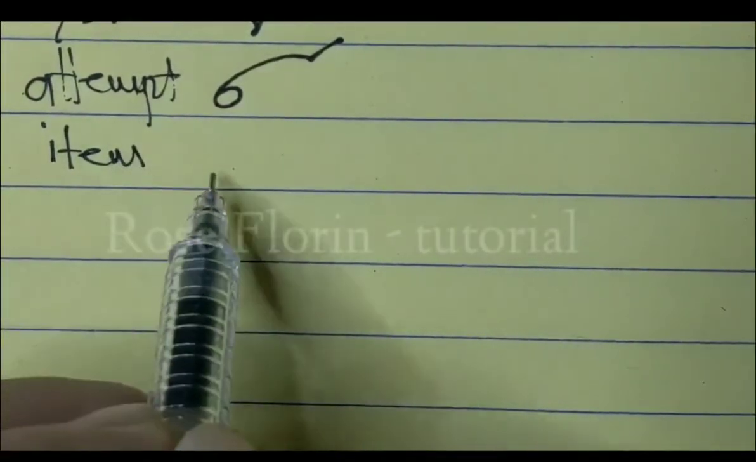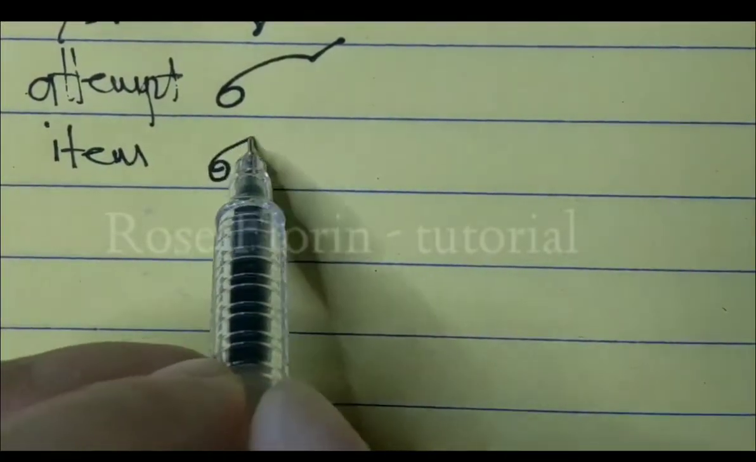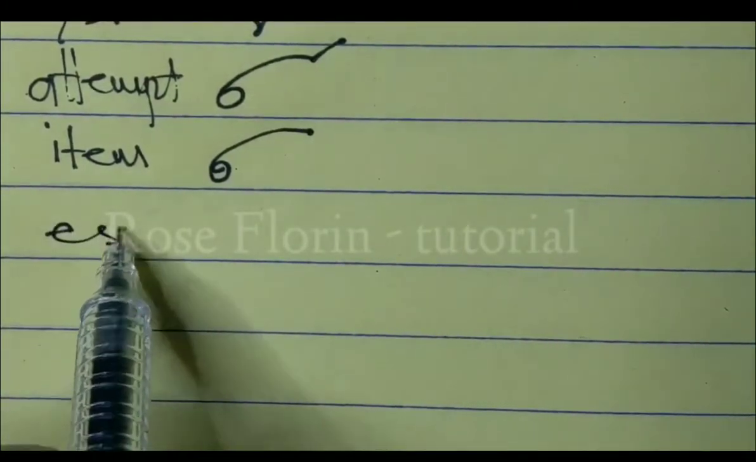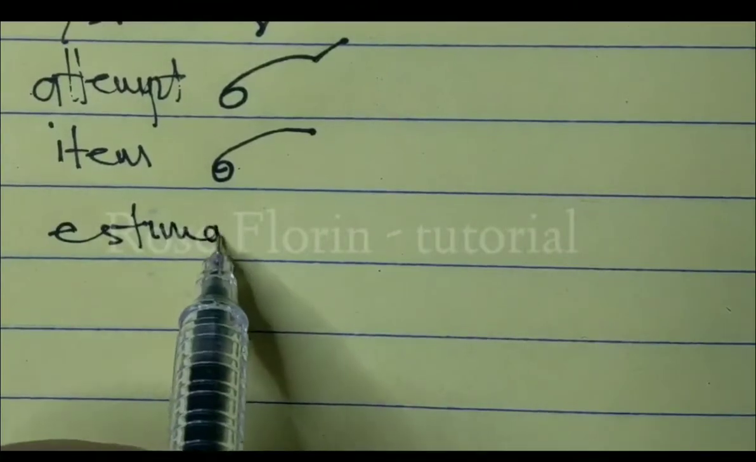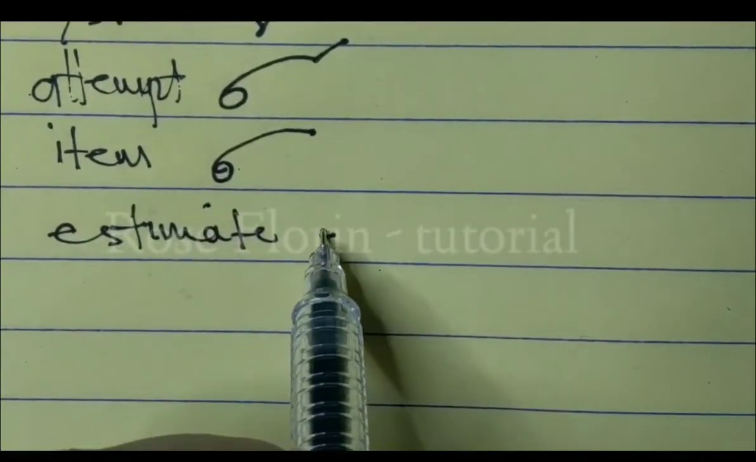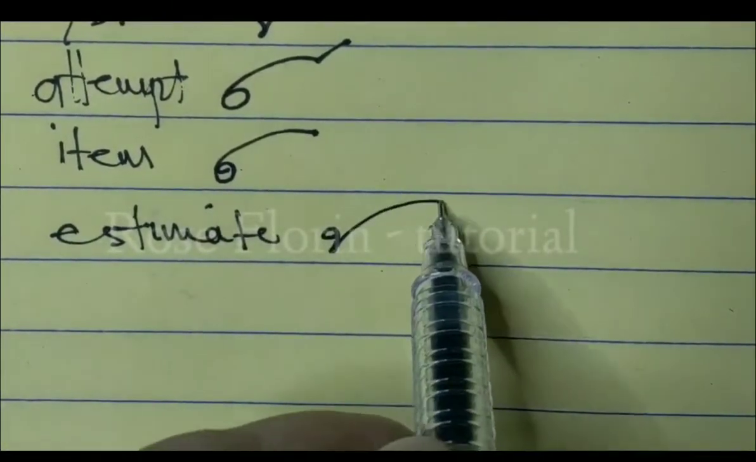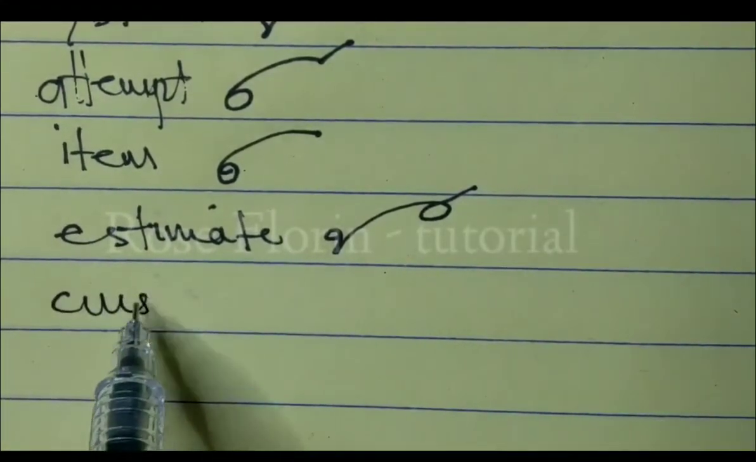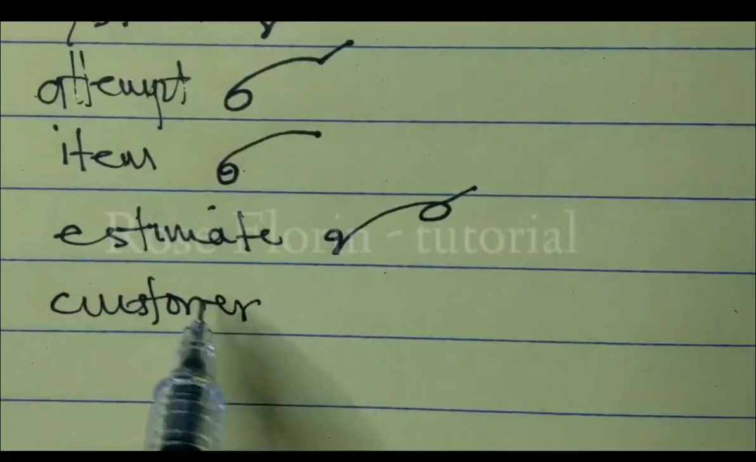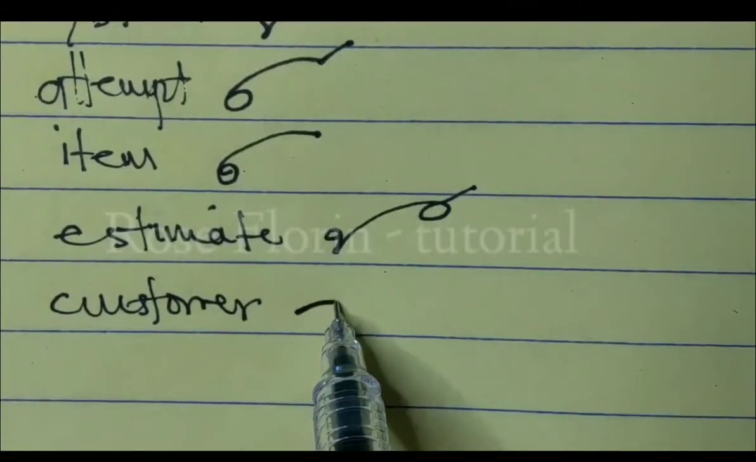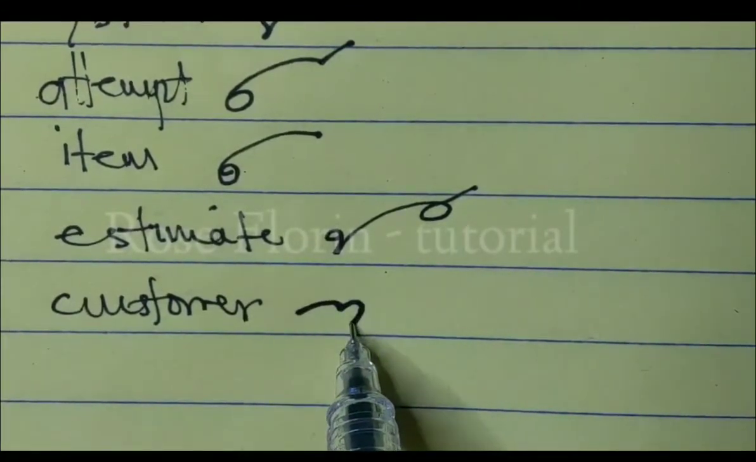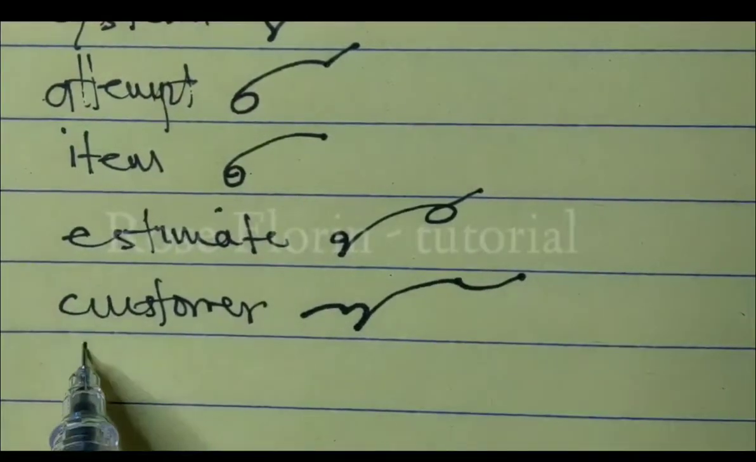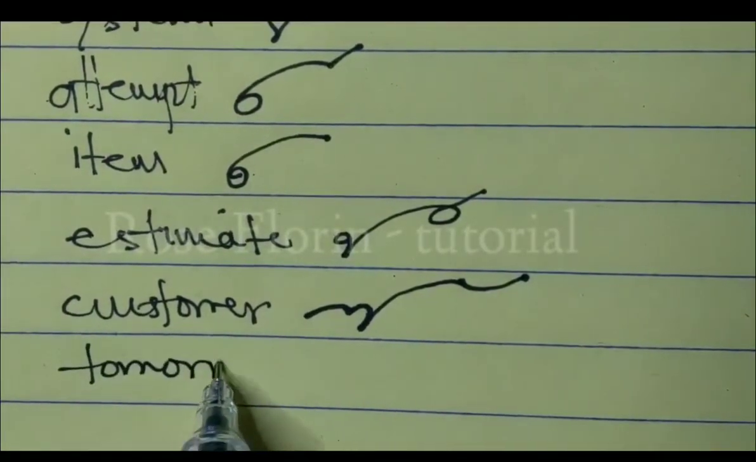Item, long I, tem. Estimate, E-S, tem-A-T. Customer, K-U-U-S, tem-R. Tomorrow, tem-O-R-O.